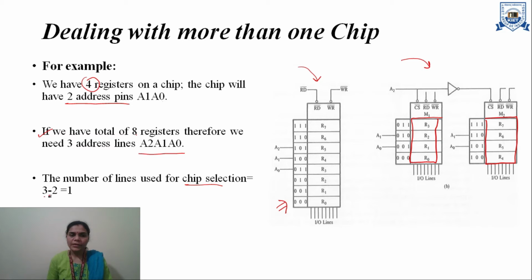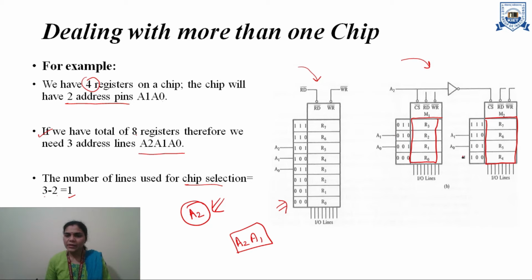So we will have 3 minus 2 equals 1. So the A2 pin will be used as the chip selection pin. So here, as you can see in this image, 2 address lines are being used to decode one of the 4 registers, whereas A2 is being used for chip selection. We have active low chip selection. When we have A2 equals 0, the chip M1 will be selected. And when we have A2 equals 1, then chip M2 will be selected.